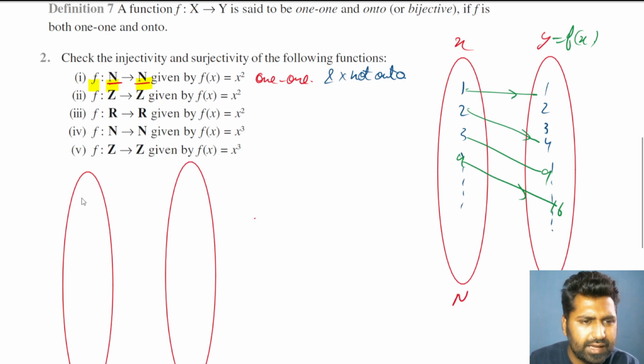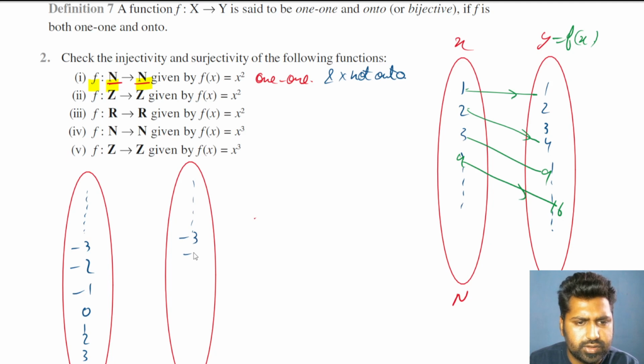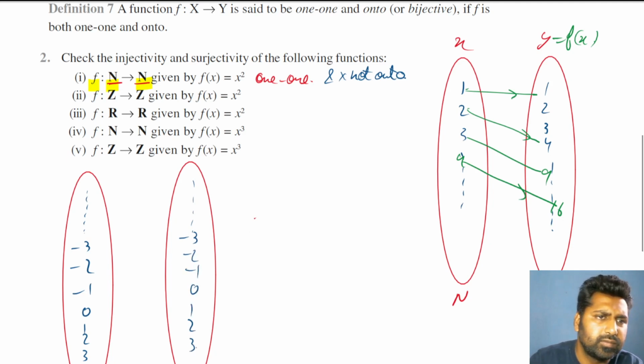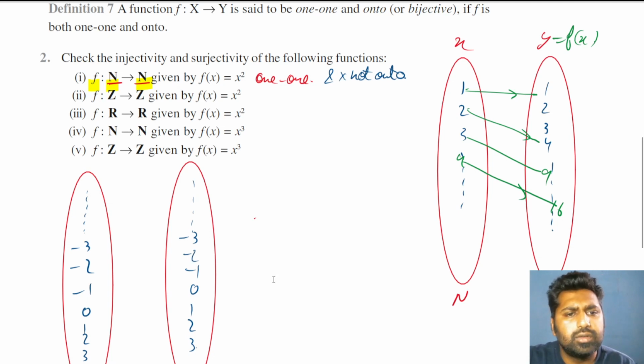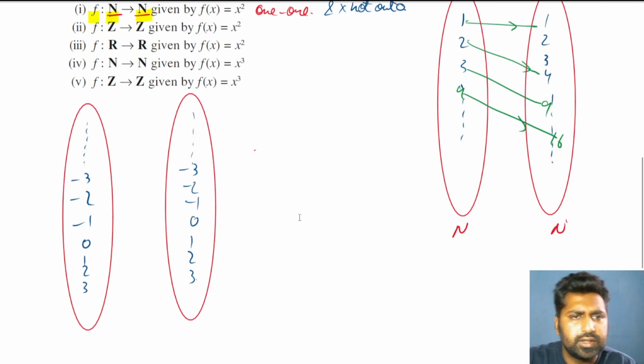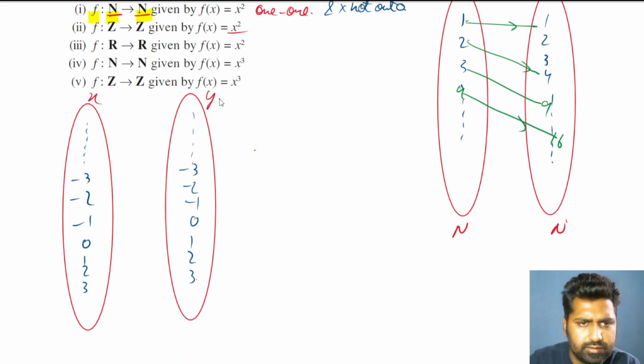Okay, so it will be having numbers from minus infinity to minus 3, minus 2, minus 1, 0, 1, 2, 3, and here also it will be minus 3, minus 2, minus 1, 0, 1, 2, 3, something like that. Okay. Now you try to generate the relation. Second part says f(x) is again x square. This is x, this is y, which is f(x), x square.